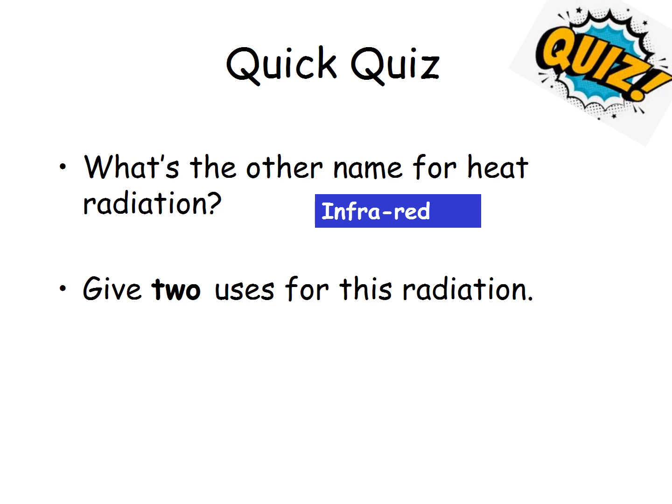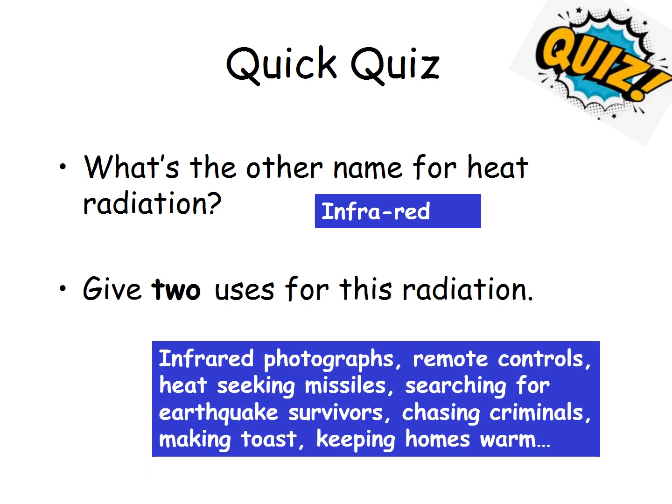Give two uses for this radiation. You could have had so many different uses. You could have had infrared photographs, remote controls, heat-seeking missiles, thermal imaging cameras for searching for survivors, chasing criminals. We use radiation to cook, and we also use it in our homes to keep warm. Think about our radiators. They emit radiation.